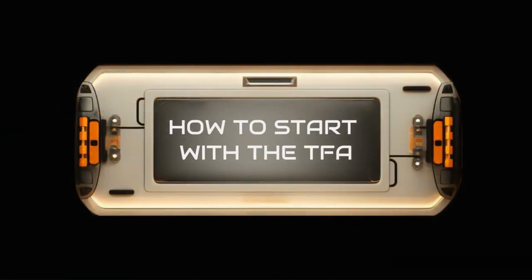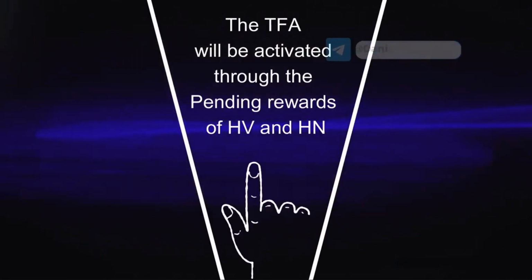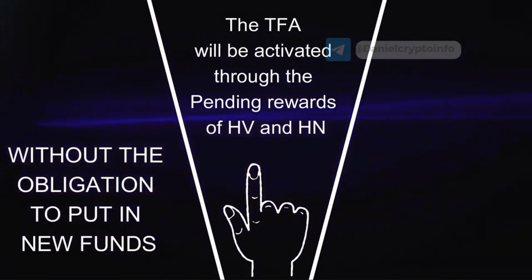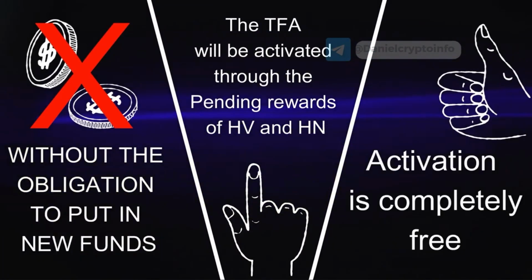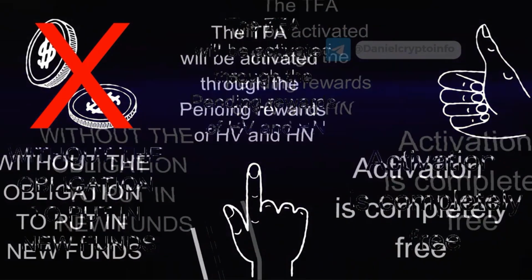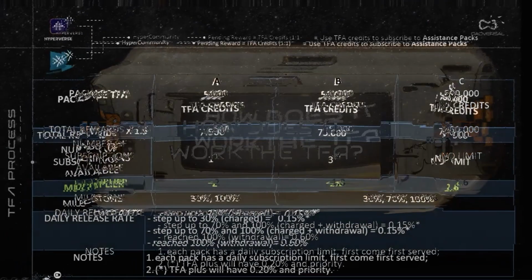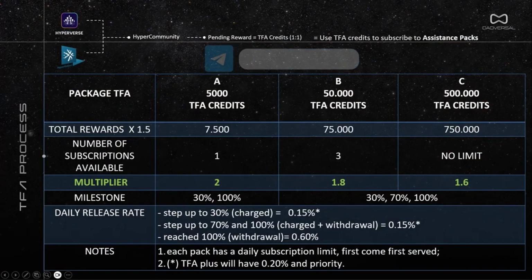But how can we start with our TFA? The TFA will be activated through the pending rewards of Hyperverse and Hypernation without having to enter new funds, because the activation is completely free. How does the TFA work? As you can see in this slide, there are three types of packages: Type A of 5,000, Type B of 50,000 and Type C of 500,000.